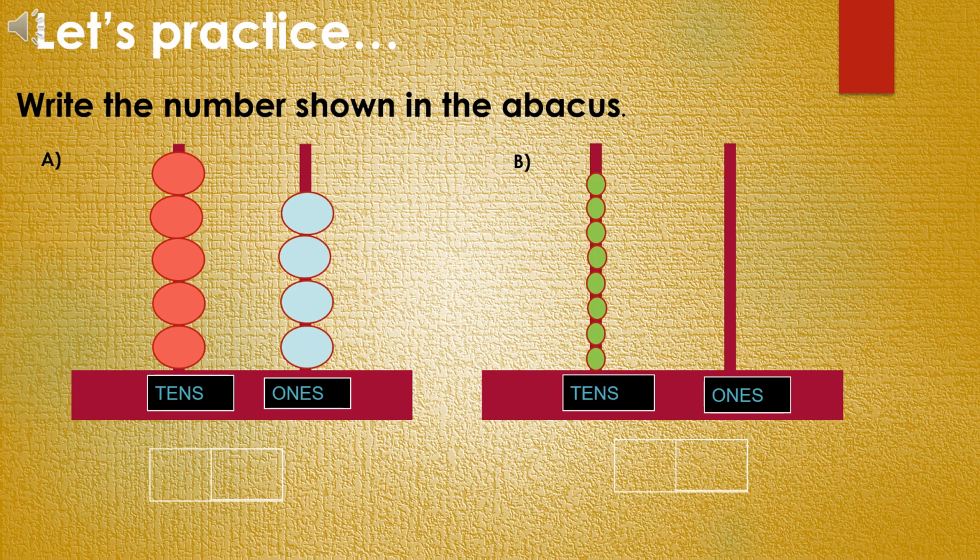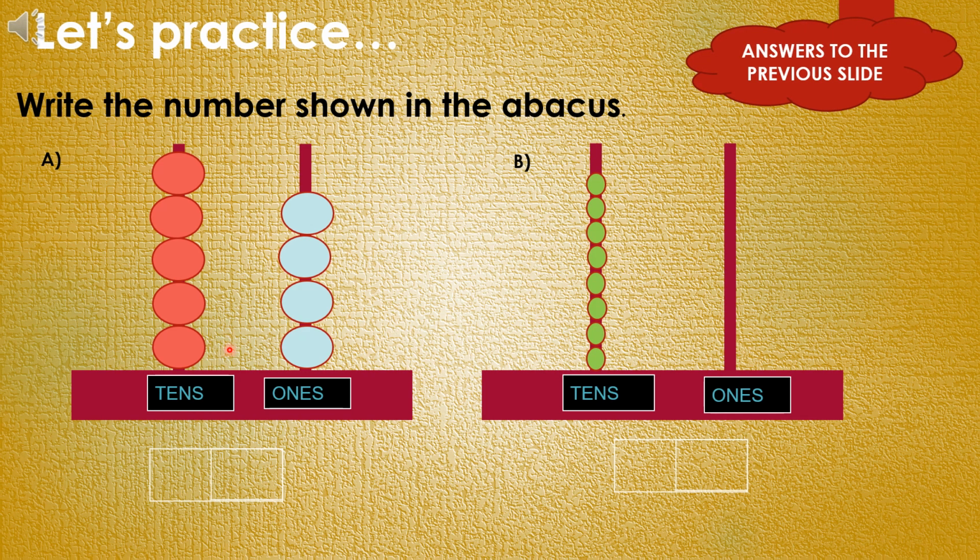Now children, let us see the answers to the previous slide. So in our first abacus, let us count the number of beads in the tens place. We have 1, 2, 3, 4 and 5 beads in the tens place. Now let us count the number of beads in the ones place. 1, 2, 3 and 4. So we have 5 tens and 4 ones. That means our answer is 54.